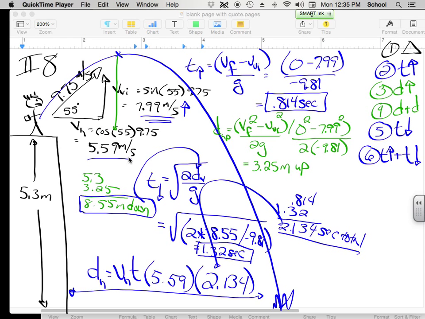So then we multiply these two together and we get our answer. And then you go back and look, and my smallest number I had to begin with had 3 sig figs and this one only had 2, so I'm going to round this off to just 12.